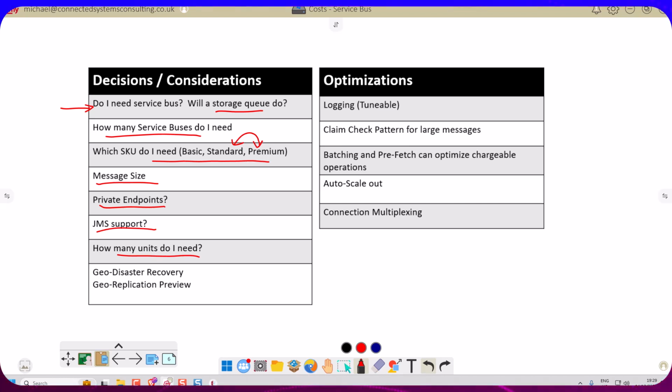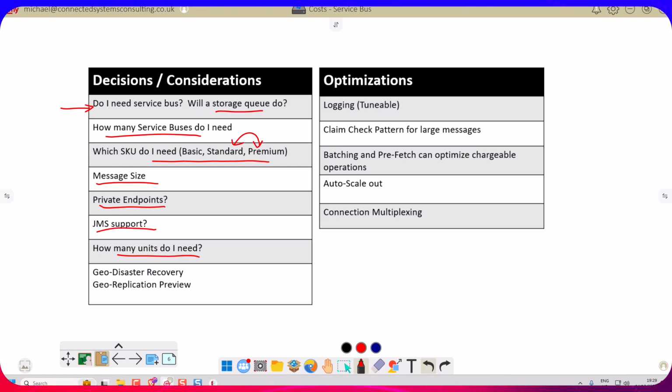So they have this concept of a messaging unit, which I guess under the hood, the simplest way to think of it is how many servers do you need in your premium namespace to be able to deal with the capacity that you're going to need. So you want throughput, you want volume of messages, you need capacity to deal with the load you're going to have. So there's going to be a bit of monitoring to do there, a bit of testing to figure out what's going to be the right level of service bus to get the correct sustainable throughput you need for your scenarios.